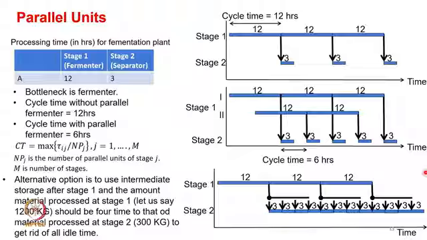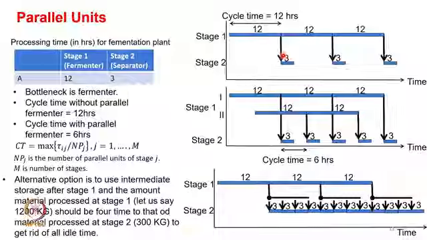You can see the key bottleneck here is the fermenter. Your separation is completing in 3 hours, but just after that you can't restart, because fermentation takes more time. So the key bottleneck in this operation is the fermenter. If there is no parallel operation, the next fermenter is only available after 12 hours, so the cycle time is 12 hours.